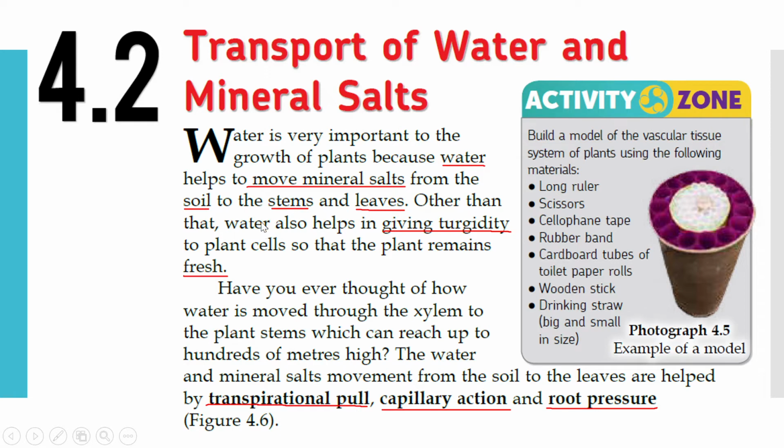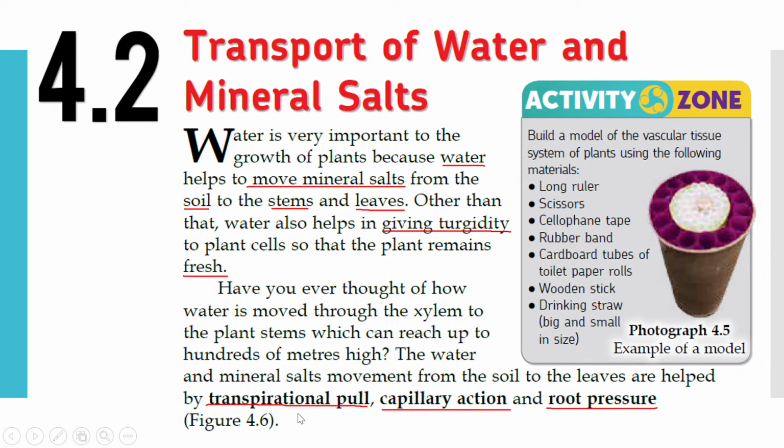Okay, other than that, we know water also gives turgidity to the plant cells, which means if plant cells have enough water, the plant remains fresh. Okay, it is not wilting and it is fresh with enough amount of water in the vacuole of the plants. So have you ever thought of how water is moved through the xylem to the plant stems, which can reach up to hundreds of meters high? Okay, it's going to be tough and challenging for water.